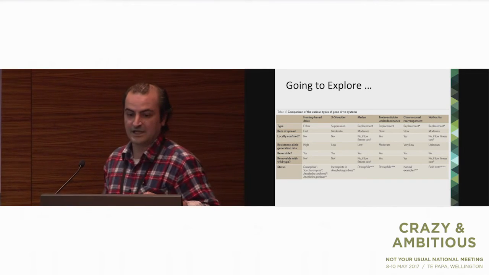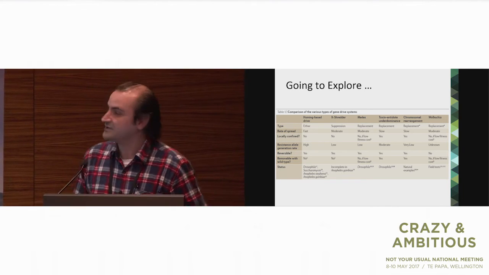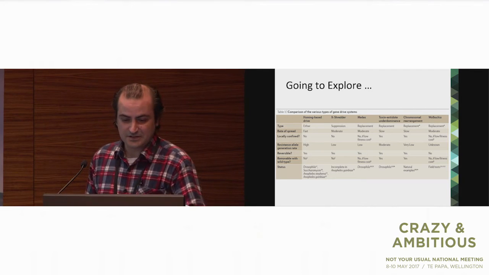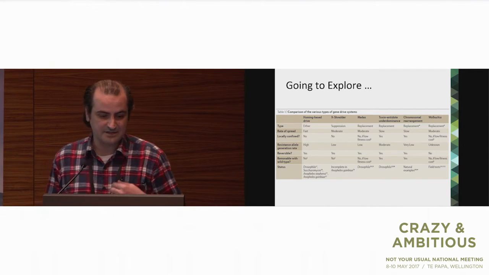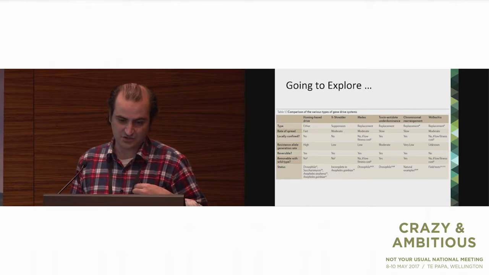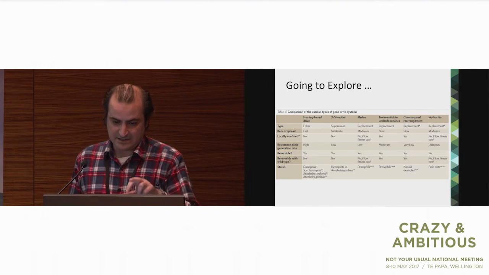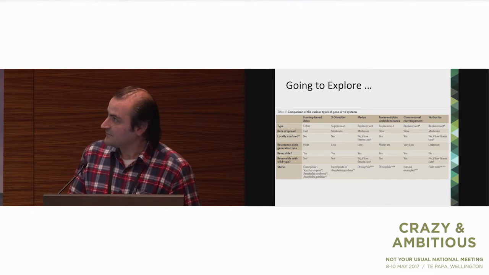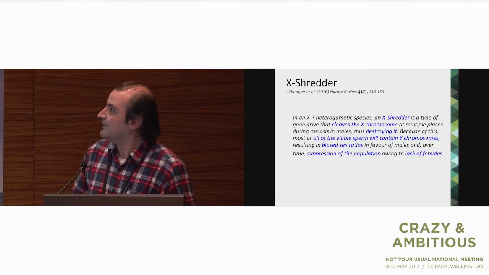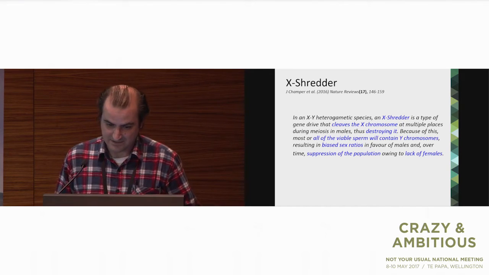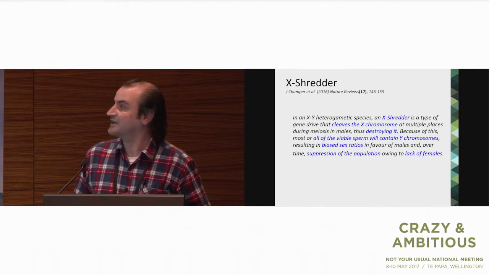Okay, now the things that we have planned to explore, this is from the Champer et al. 2016 paper. You see there is a list of types of gene drive systems. I'm going to talk about X-Shredder and Medea, modeling these two. So this is the idea of X-Shredder. As you see, the name says it, it shreds the X chromosome.